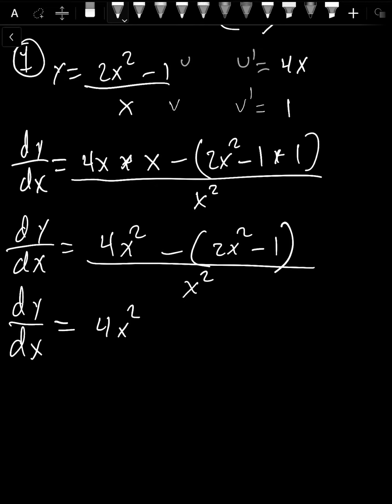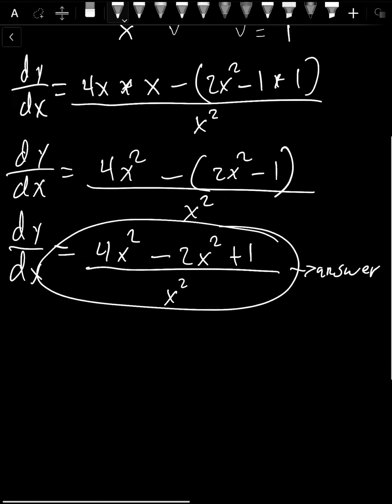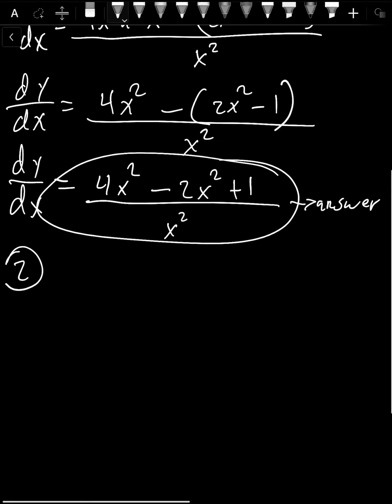Let's keep going. Simplifying things, equals 4x squared. So let's distribute the negative sign inside the parentheses, which is negative times positive is negative 2x squared, negative times negative is equal to positive, so plus 1. All this over x squared, and this is our answer.